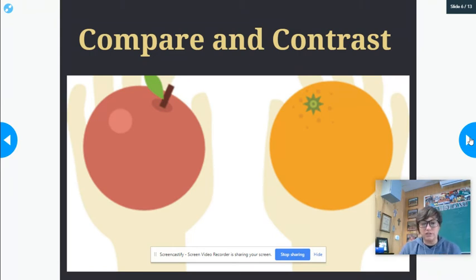The texture is different, the taste is different. The inside, like the meat, is different. So when you're writing in that organizational pattern, you are looking at the similarities, but then you're also looking at the differences.